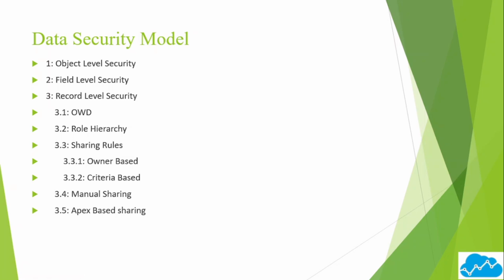So once again, let's see what the data security model is. The data security model is further divided into object level security, field level security and record level security. We already covered object level security in our previous session. Today we are going to see field level security, and in the coming sessions we are going to see record level security.